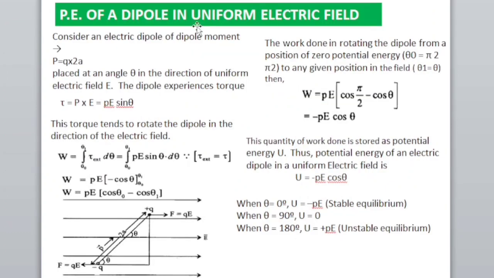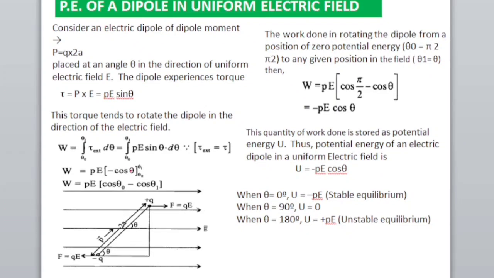Next, the potential energy of a dipole in a uniform electric field. What happens when a dipole is placed in a uniform electric field? It experiences a torque, given by tau equal to pE sine theta. This torque tends to rotate the dipole toward the direction of the electric field. Suppose you want to rotate this dipole from theta 0 to theta 1. Then the work done in rotating the dipole from theta 0 to theta 1 is given by the integration of tau d theta. After this you get W equal to pE times (cos theta 0 minus cos theta 1).